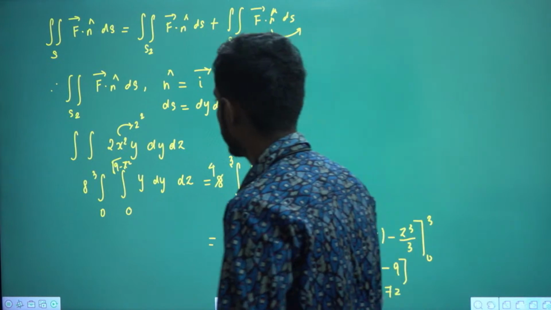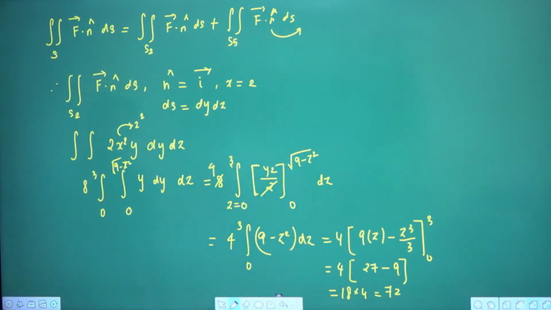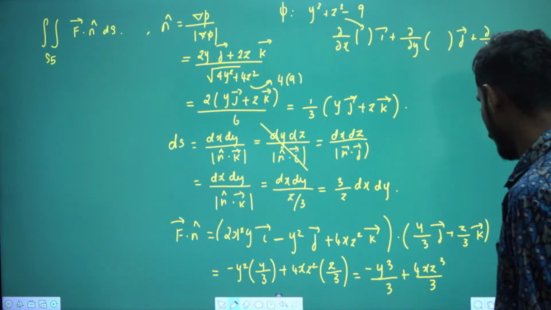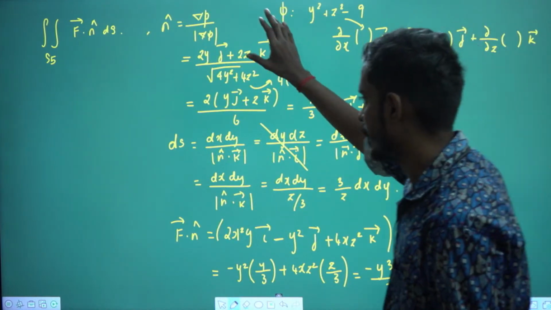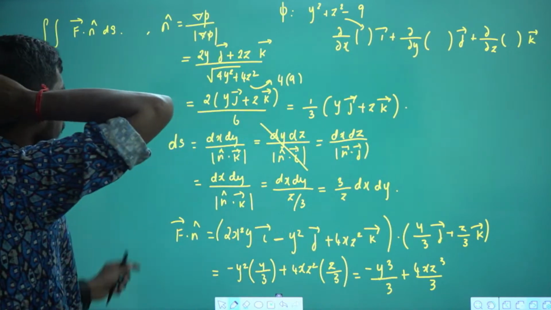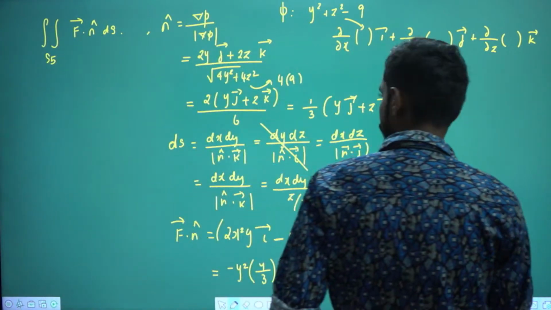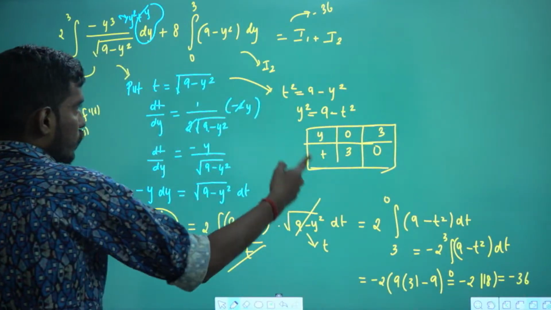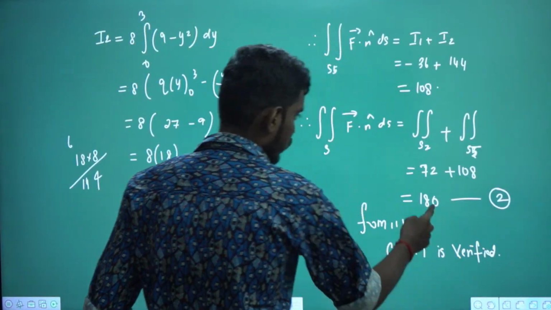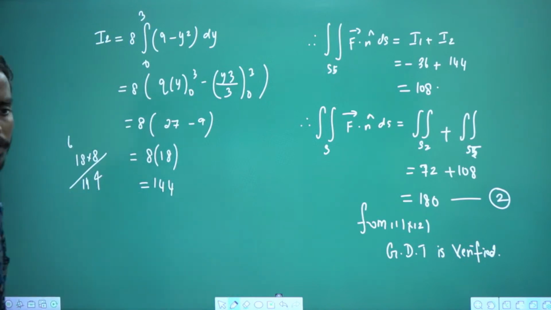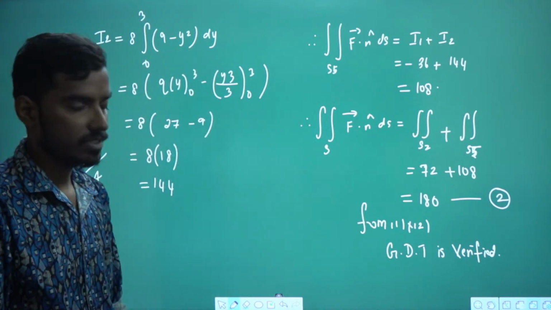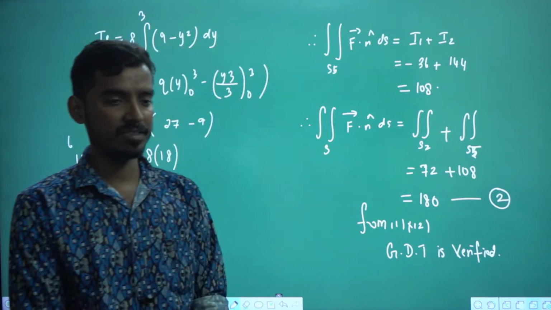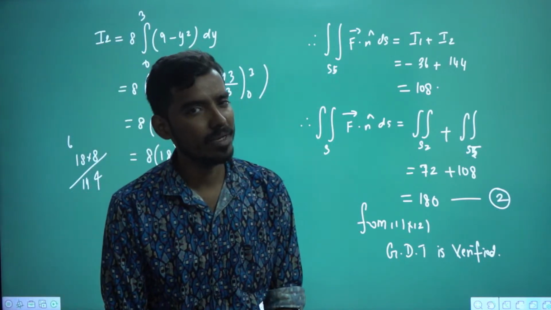Now you evaluate the top surface, you will get 72 as your answer. Then you evaluate the curved surface. For the curved surface, your n cap will be del phi by mod del phi, and your ds will be this. Now evaluate this, you will get 108. Add it up. So the volume integral is the same as the surface integral. Therefore, Gauss divergence theorem is verified. Very interesting problem. Just understand and study, it will be very easy.